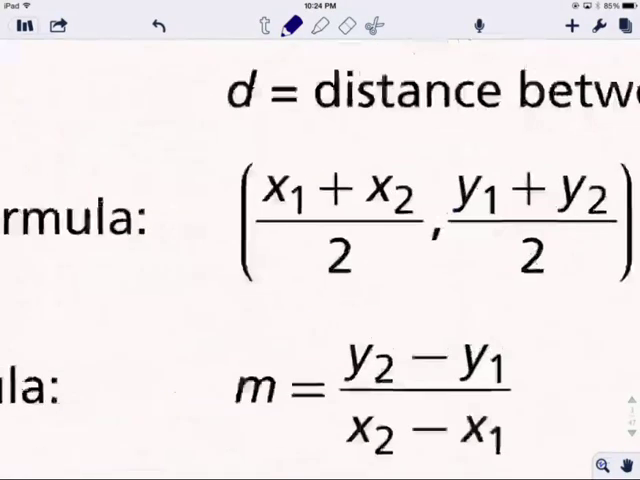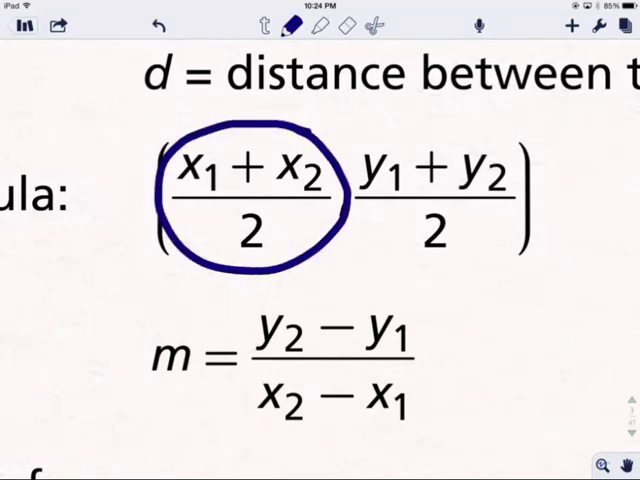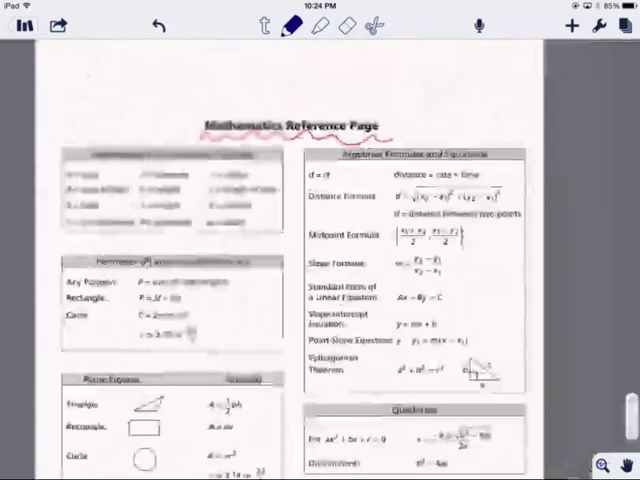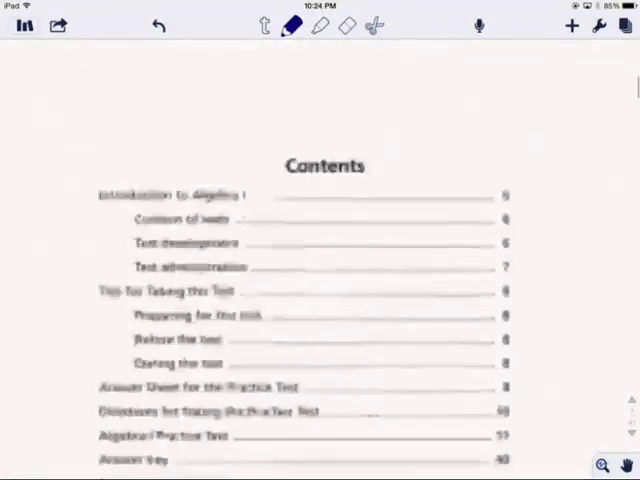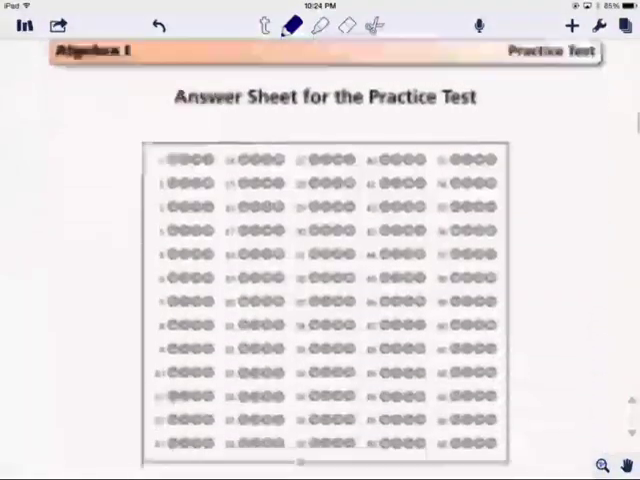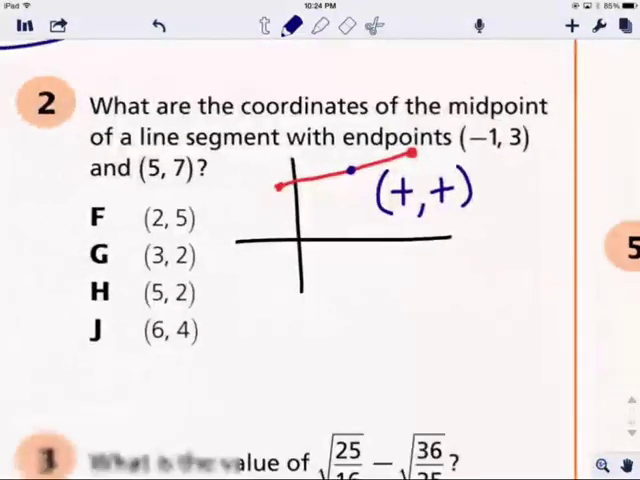You could have referred back to that to help you out. Now notice that the midpoint formula is just saying take the x coordinates and divide by 2. That will give you the x coordinate of the midpoint. And then do the same thing to find the y coordinate of the midpoint. So that's really what we're doing, right? We're taking the average of the x coordinates and the y coordinates. So let's apply that here.